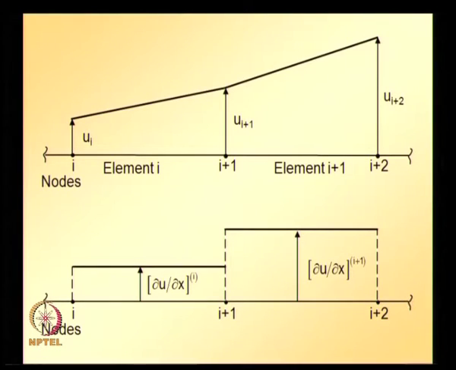And now the derivatives of this trial solution, the first derivatives, are shown here. If you see, the trial solution is linear in each element and continuous across element boundaries. So, this is what is called piecewise linear, piecewise continuous, whereas the first derivative of the trial solution is discontinuous along the element edges and is constant in each of the elements.